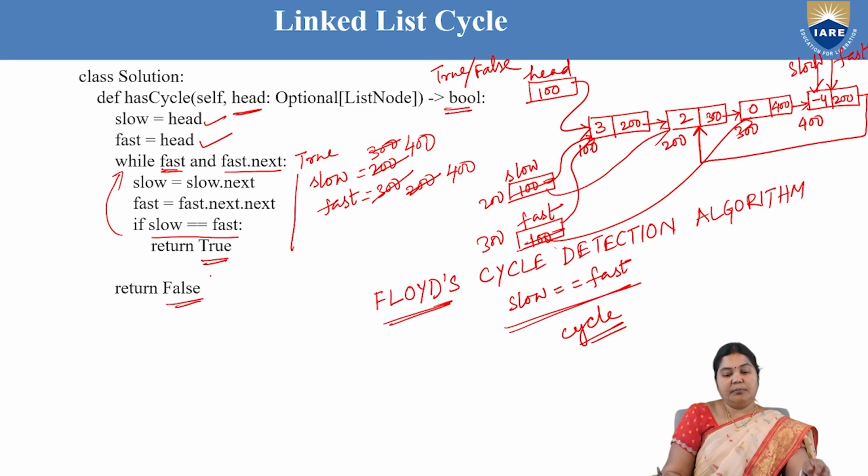Okay. So I hope it is understood how to detect a cycle in a linked list using the fast and slow pointer approach, or hare and tortoise approach.